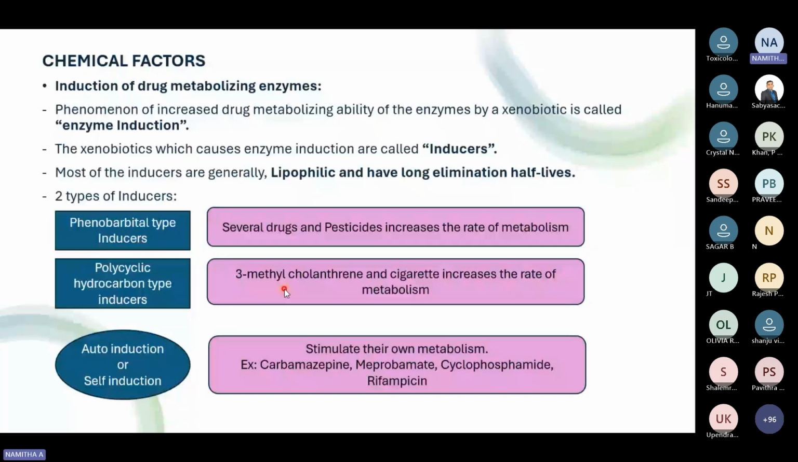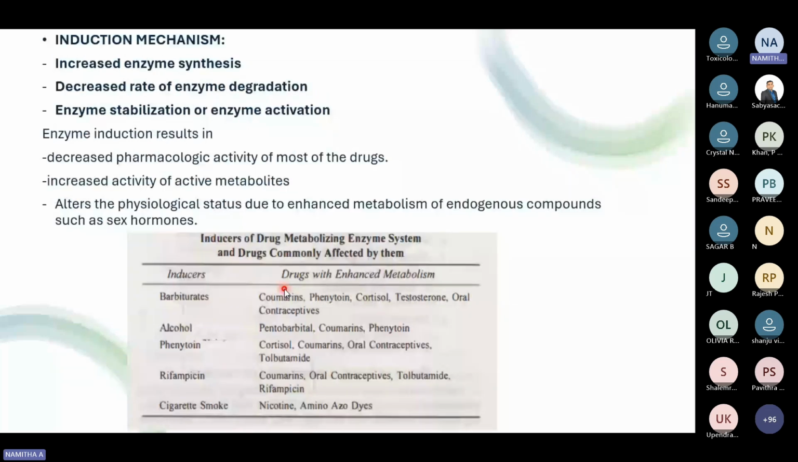Induction mechanism means more metabolism of the drug will occur by different routes, that is increased enzyme synthesis, decreased rate of enzyme degradation, enzyme stabilization, or enzyme activation. Enzyme induction results in decreased pharmacological activity of most of the drugs, increased activity of some metabolites, and it also alters the physiological status due to the enhanced metabolism of endogenous compounds such as sex hormones and steroids.